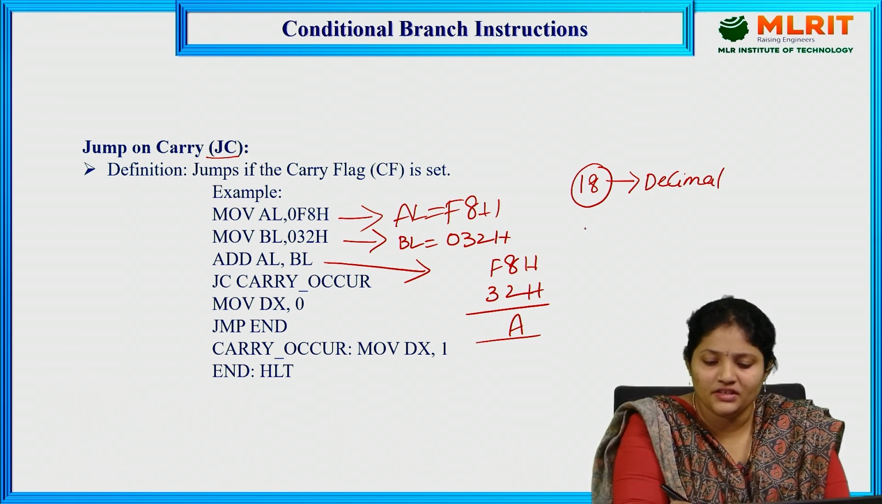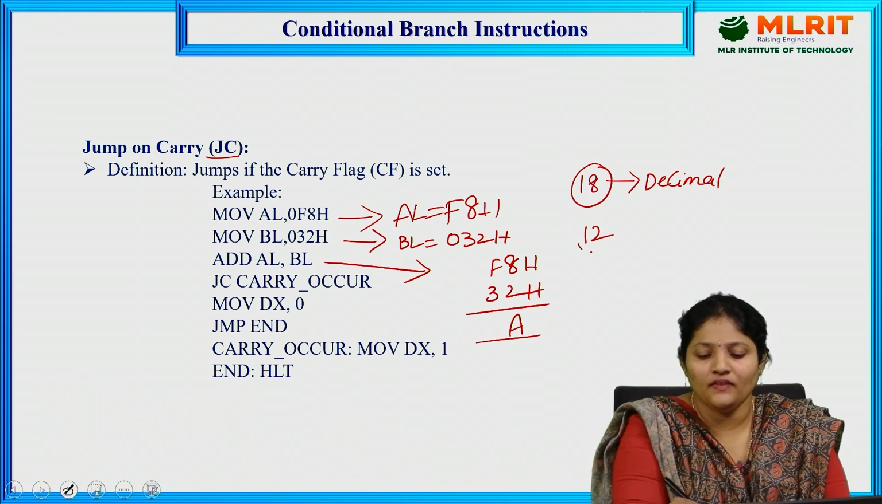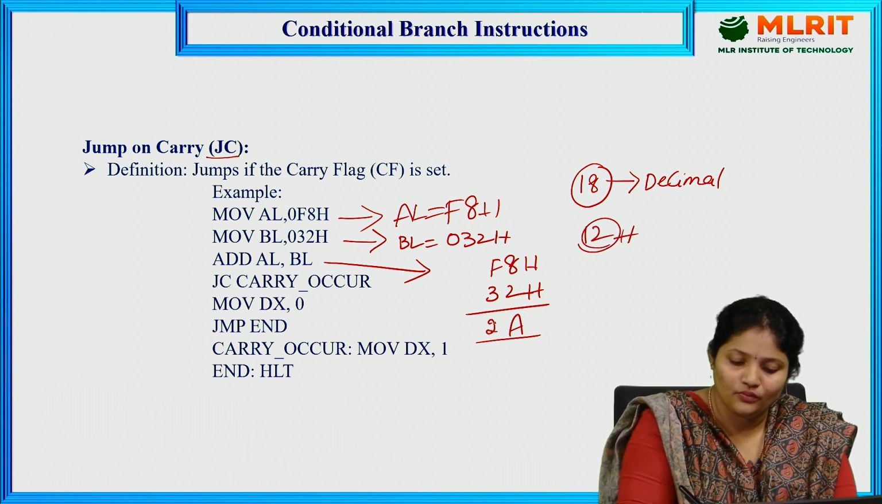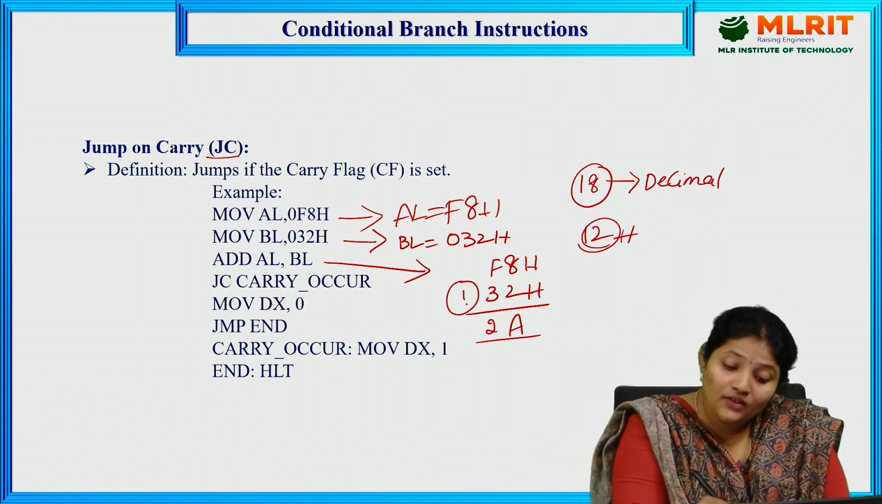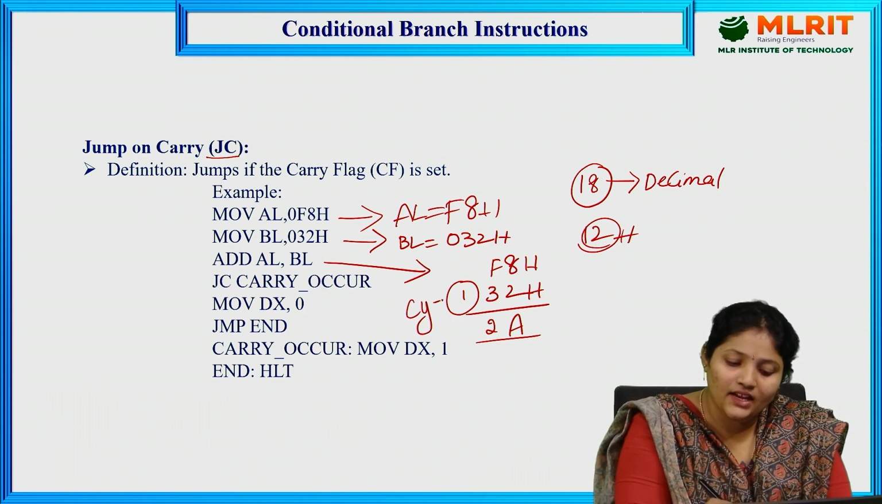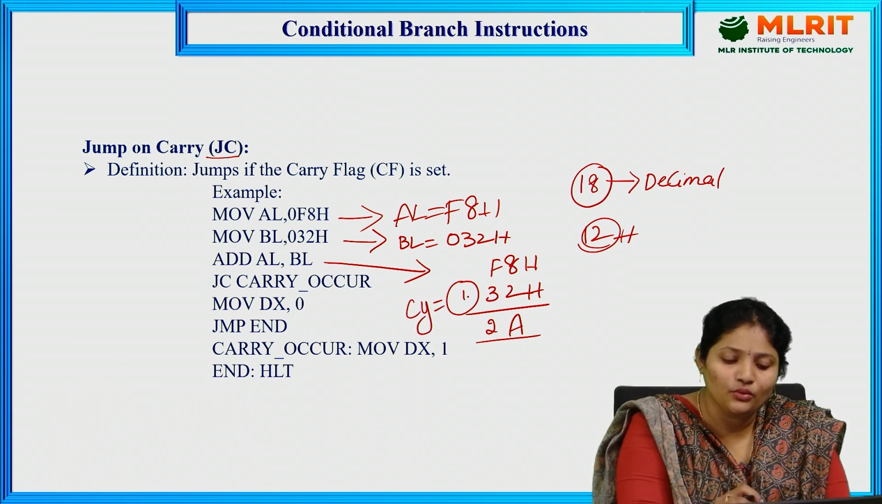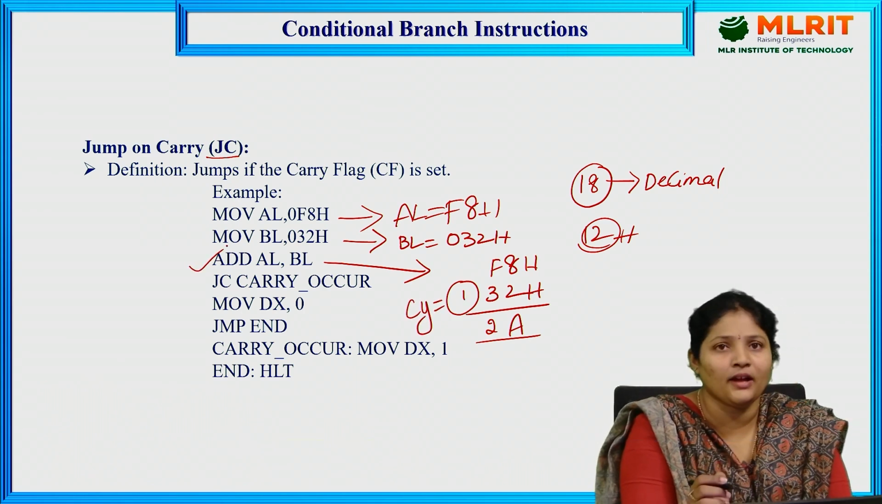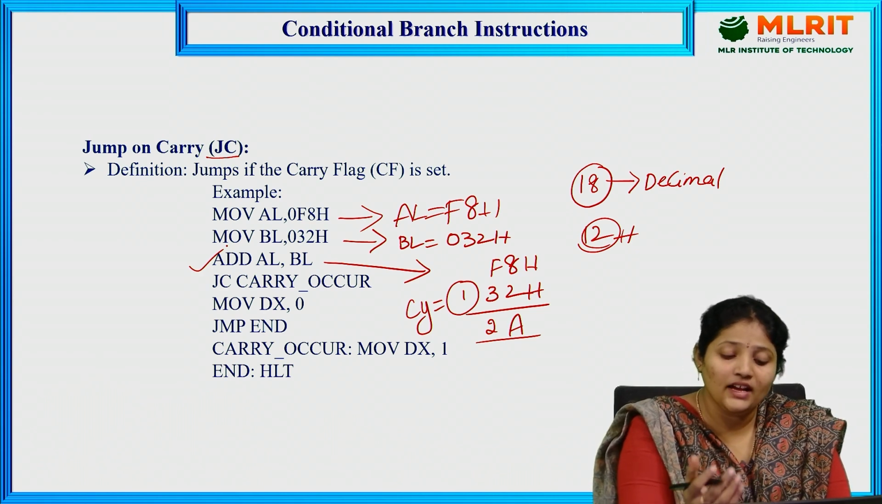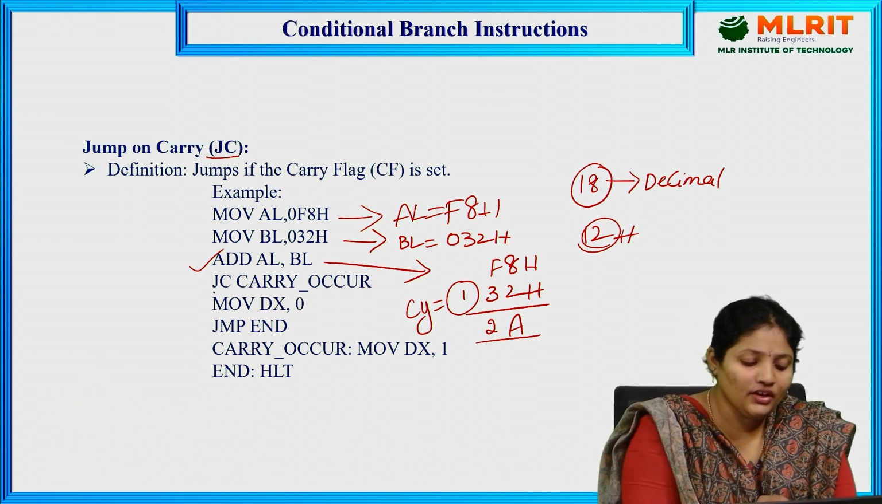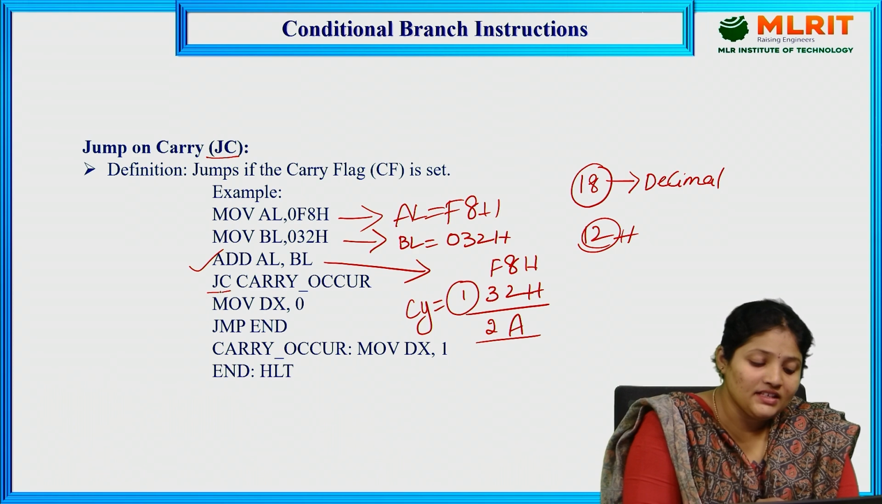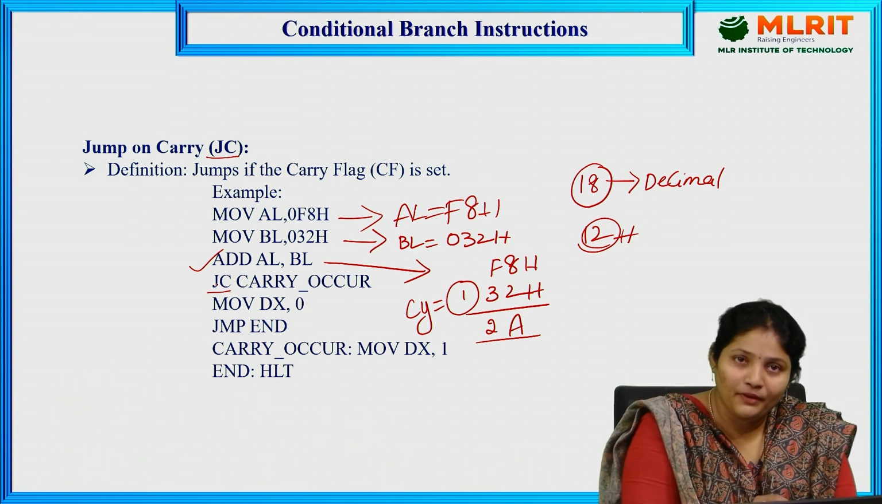So 18 will be represented as 1 with 2 in the hexadecimal number. So 2 with carry. Now see, here we are getting the carry flag, carry equals to 1. While performing these 2 instructions, after the addition instruction, we are getting the carry as 1. So here what I have written is jump if carry. Yes, jump if carry to the location carry occurs.